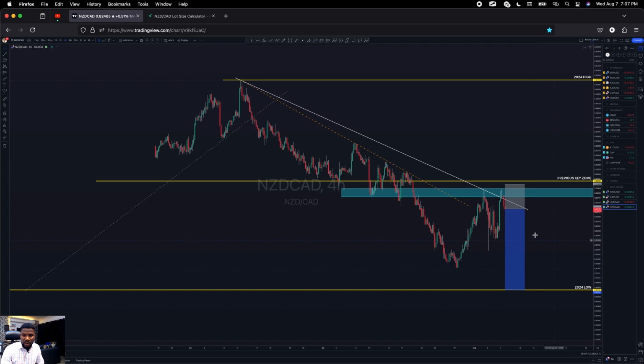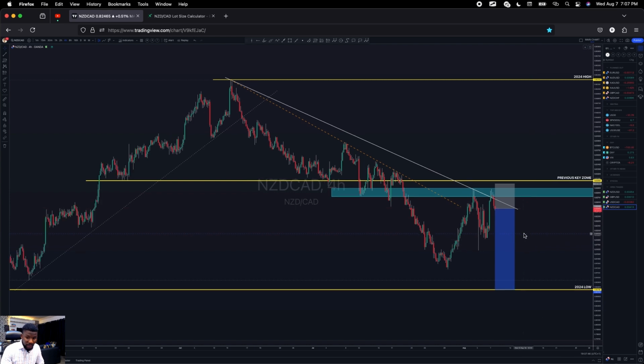But for me to successfully change my bias on this trade, I would like to see breaks above here, probably staying above here. If it stays above here, then the market is done. Okay, we can see the continuation.